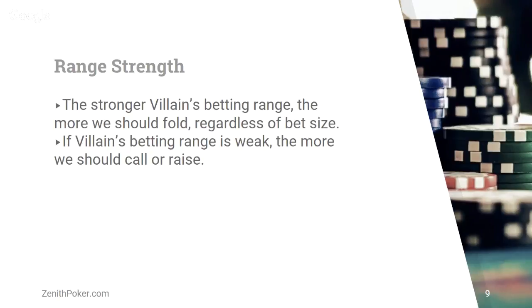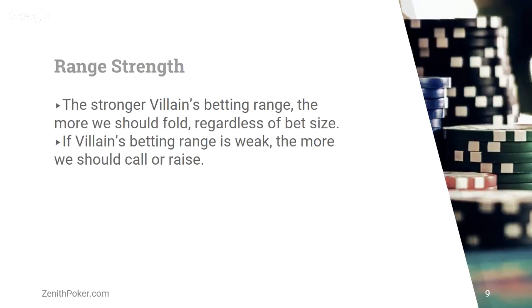But in general, the stronger your opponent's betting range is, the more we should fold, right? If they're only bluffing the strongest possible draws, say there's a flush draw on and they're only bluffing flush draws, then we should overfold, because they're not bluffing enough. Their betting range is too strong.